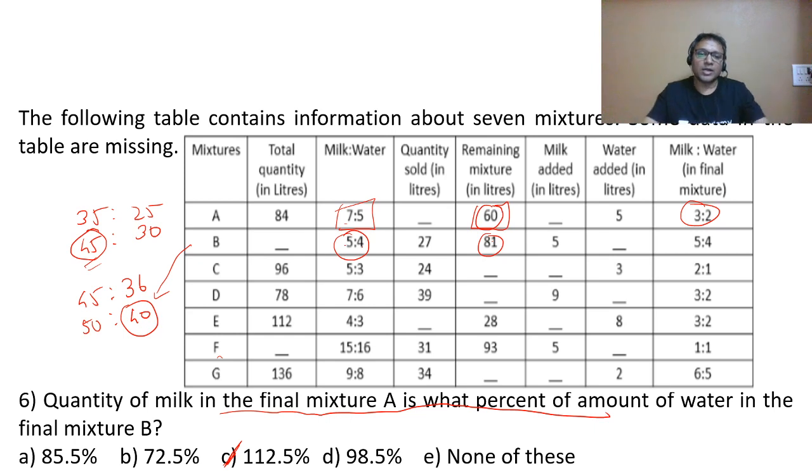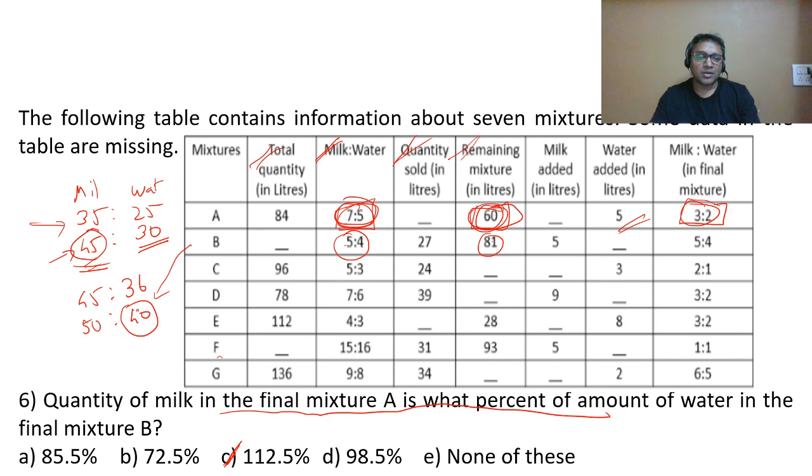Right, I'll solve it. I'll tell you again. Just be familiar. You don't have to be good at it, but be familiar. It's not difficult. So remaining mixture is 60. You have the total quantity first, then the ratio of milk and water. You sold some quantity and the remaining mixture will be in the same ratio, 7:5. So if you break up 60 in a ratio of 7:5, you get 35 and 25. But you have to add 5 liters of water. If you add 5 liters of water, it becomes 30 liters of water. So to make the final mixture ratio 3:2, your milk has to be 45. So you will get 45 liters of milk.